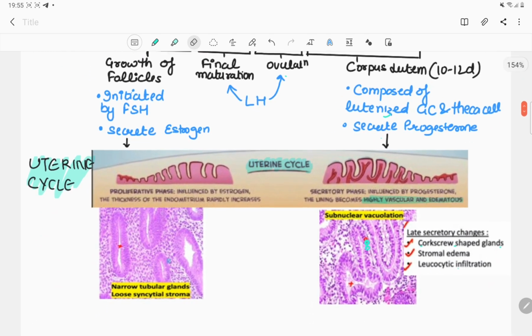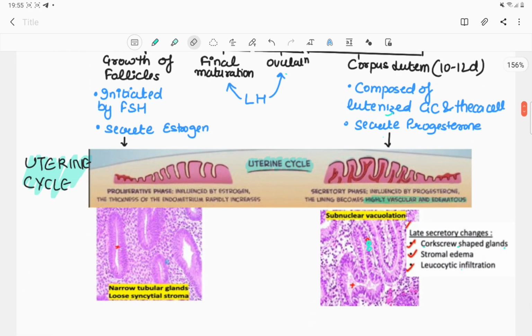Let's discuss the uterine cycle. The uterine cycle also consists of two phases. The proliferative phase is the first half, and the second or later half is the secretory phase. The proliferative phase is influenced by estrogen, and it will lead to increase in the thickness of the endometrium. And on histology, we can see the glands are narrow and of tubular shape, and the stroma is loose and syncytial.